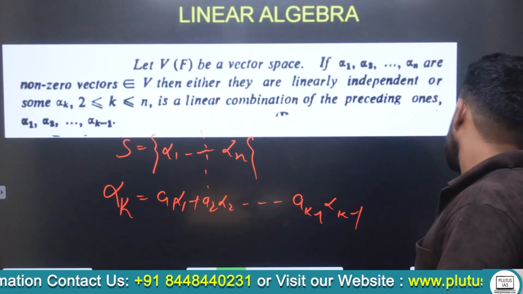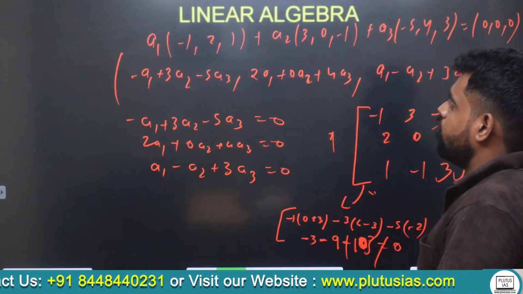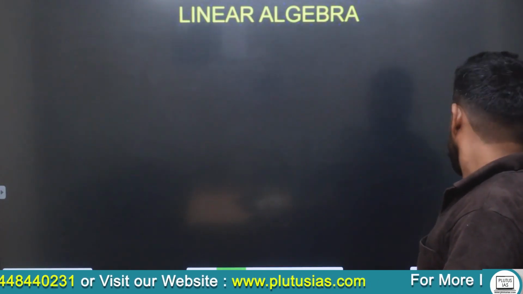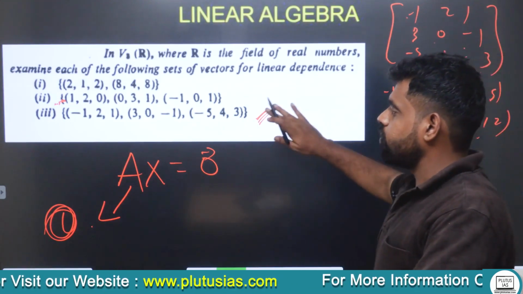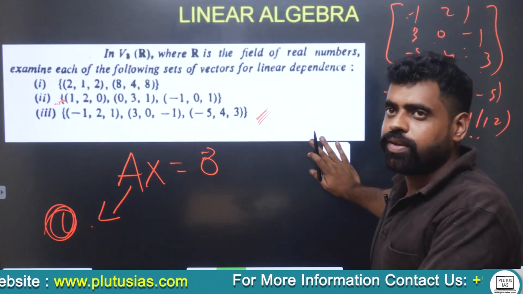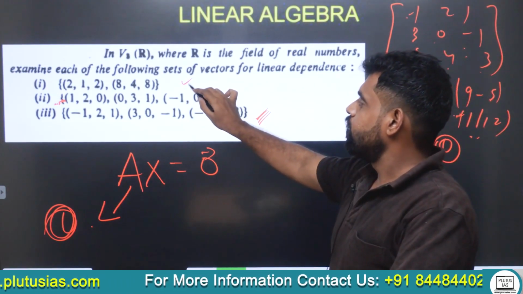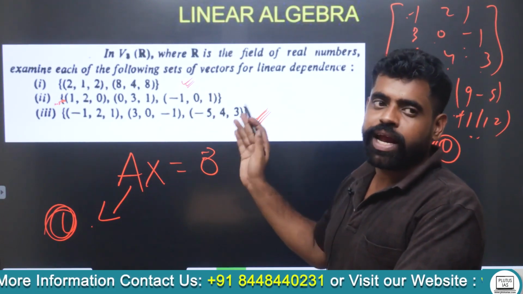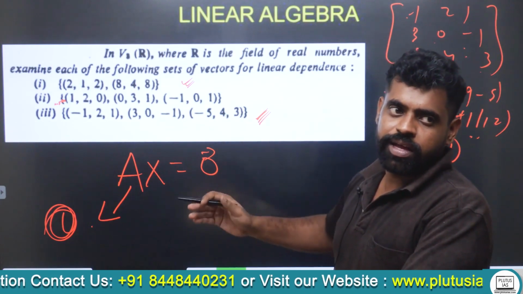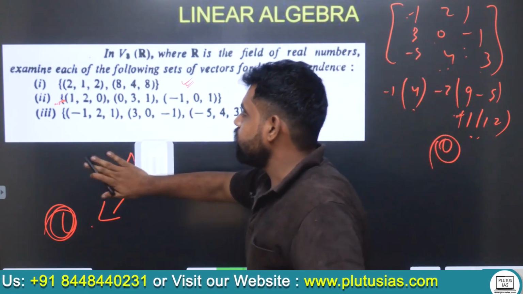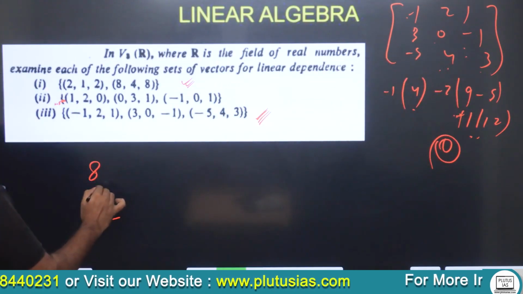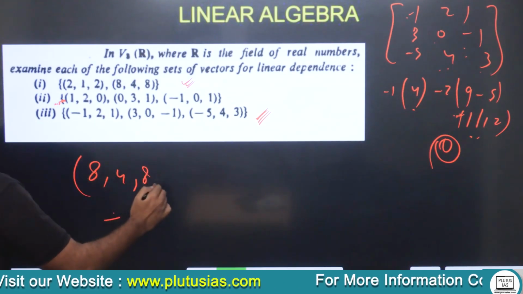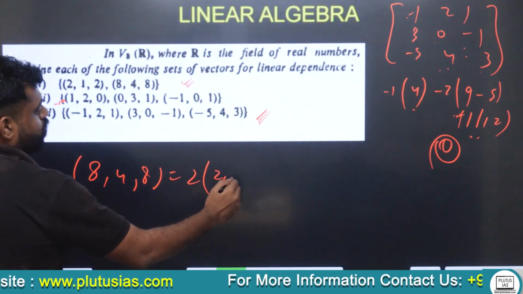See, for example, in this case, we got this as linearly dependent. So one can be written as the others. In this case, we can write the 8, 4, 8 as 2 times 4, 2, 4, no?